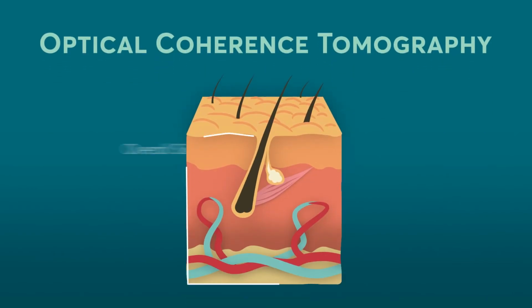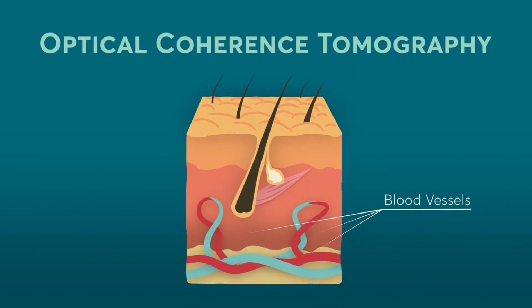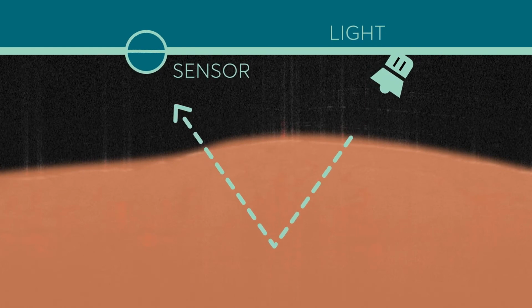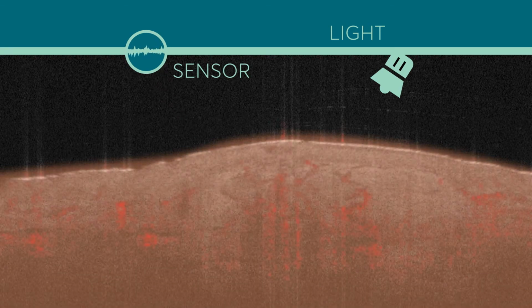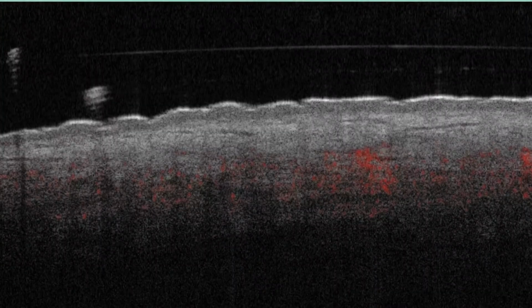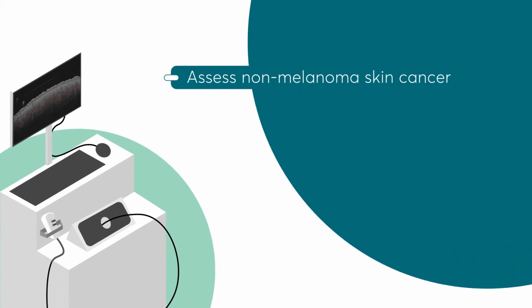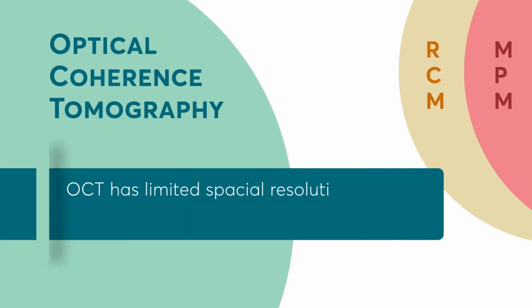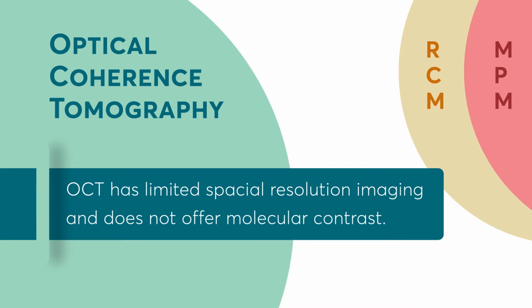OCT provides information on overall skin structure, blood vessels, and hair follicles. This technique generates 3D images of tissue microstructures by measuring backscattered and back-reflected light in a way that is similar to an ultrasound, but using light rather than sound. OCT image capturing is rapid and allows deep imaging penetration over a large scanning area. OCT has been used in skin research and clinically implemented to assess non-melanoma skin cancer, evaluate alopecia, and assess vascular skin conditions. Compared to RCM and MPM, OCT has limited spatial resolution imaging and does not offer molecular contrast.